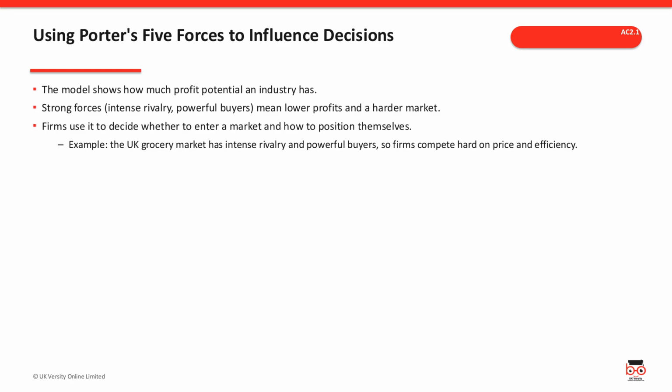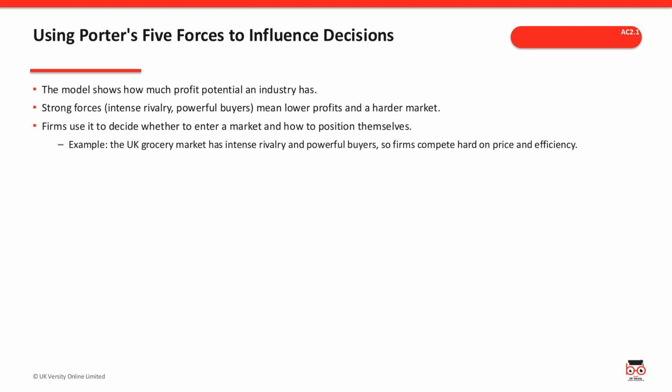The point of the model is to reveal an industry's profit potential. Where the forces are strong, intense rivalry, powerful buyers, profits tend to be thin, and the market is tough going. Where they're weak, there's more room to make money. Firms use this to decide whether to enter a market at all and how to position themselves. In UK groceries, for instance, ferocious rivalry and powerful, price-sensitive shoppers mean firms have no choice but to compete hard on price and efficiency.